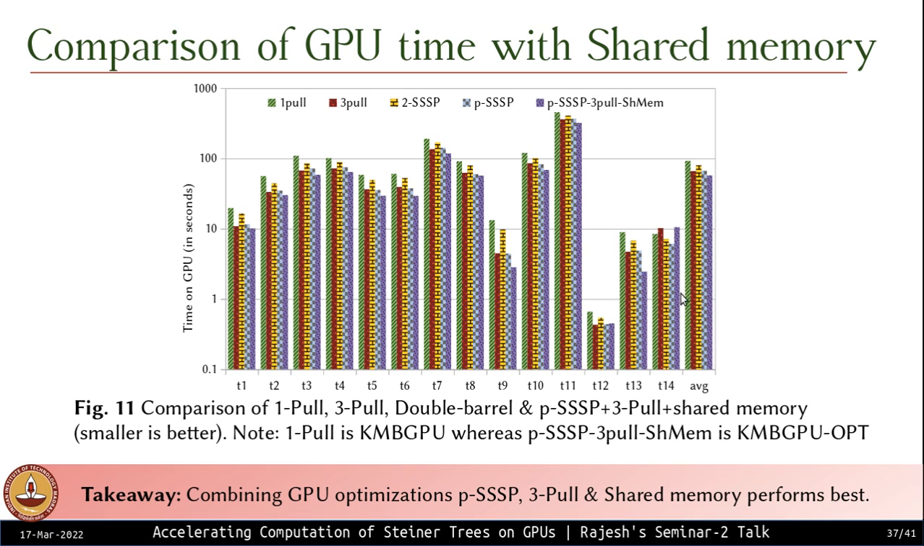One other thing to note here is this T14 graph, which we took from the SNAP library, did not benefit from the shared memory optimization because the average degree of the graph is large. It's more than 24, right? So on an average, combining these optimizations actually performed best for us.